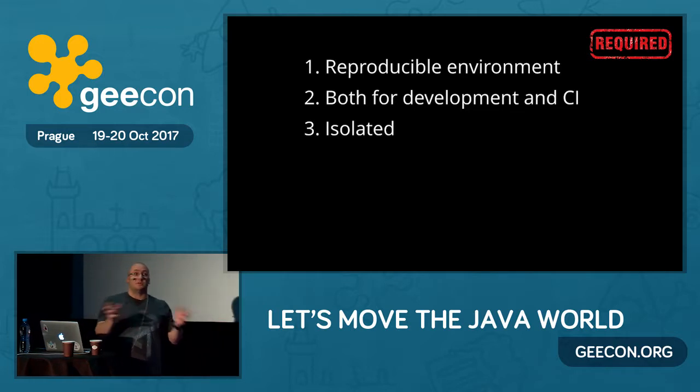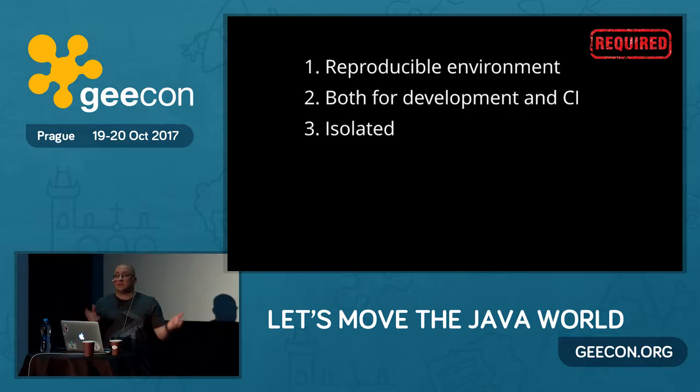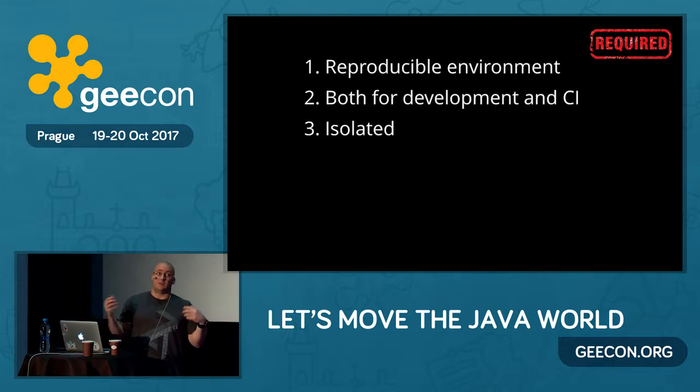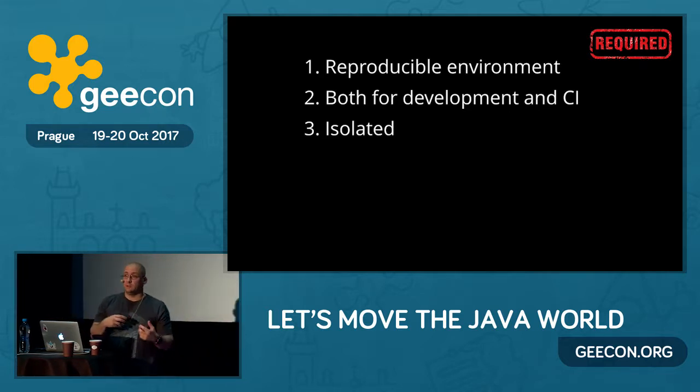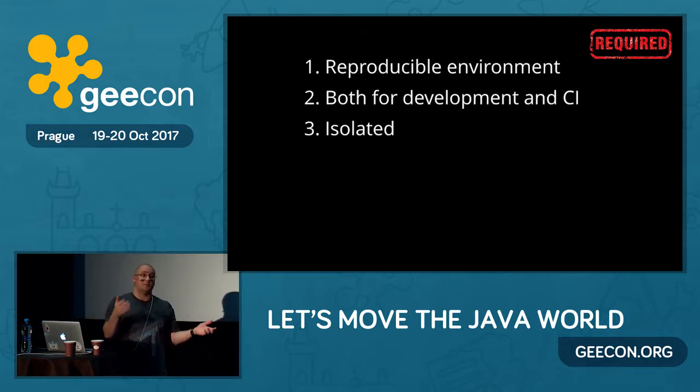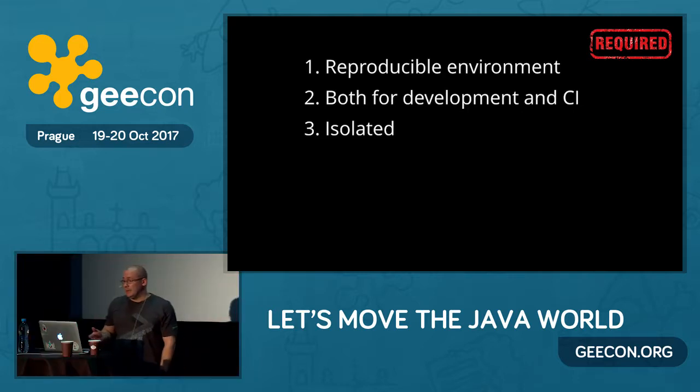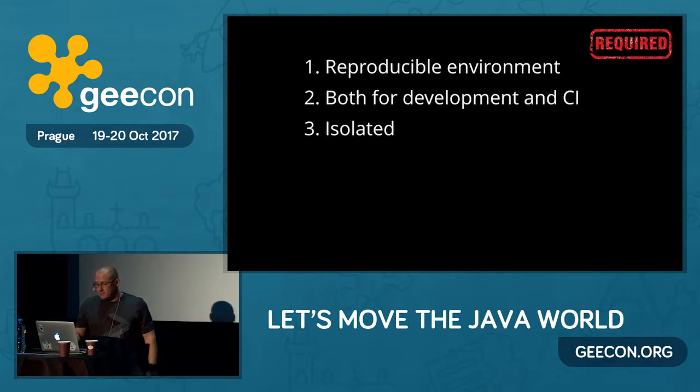They should be isolated. I mean, they should not conflict if we have two tests running concurrently and they require the same port. Let's say if we start two Tomcat containers on the same machine, right? One of them will fail, obviously, if we don't reconfigure them somehow. So it should be all automatic, out of the box.